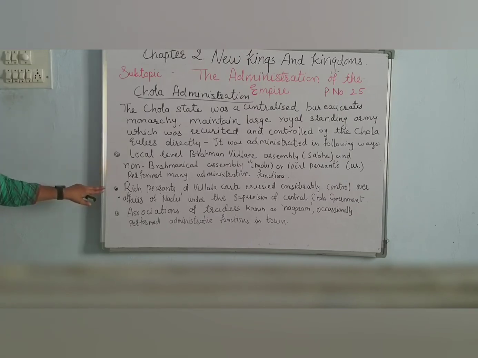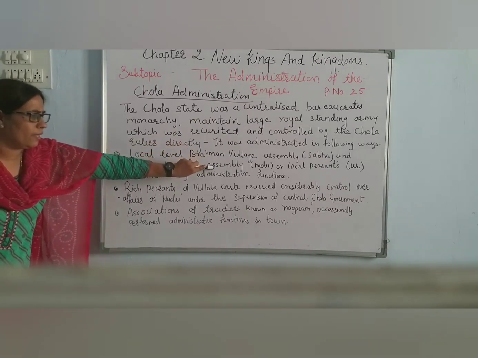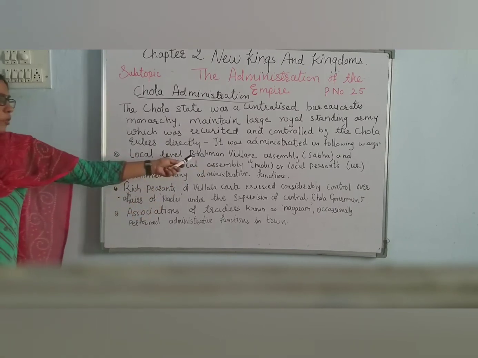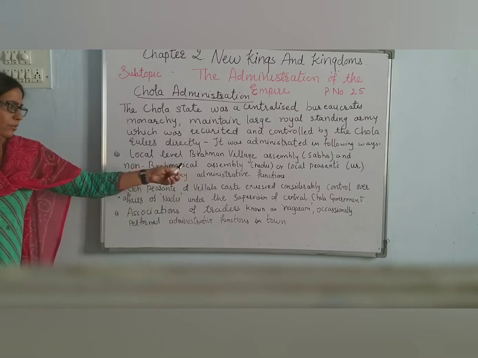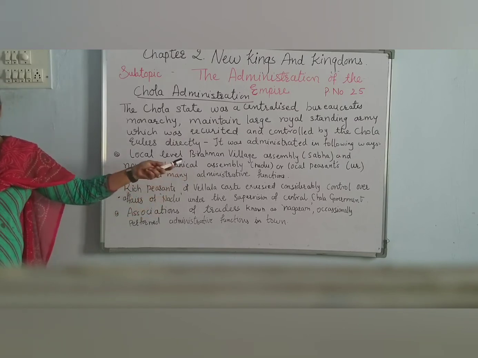Now the next point is rich peasants of the Vella caste. We are going to see this. Rich people who are of the Vella caste were considered to be in control of the affairs of the Nadu. That means whatever the Nadus were functioning, they were controlled by these people. These people were going to observe the Nadus, right? And they were supervising and controlling the government.